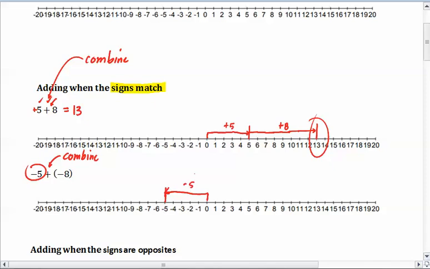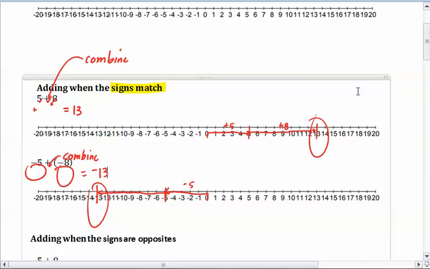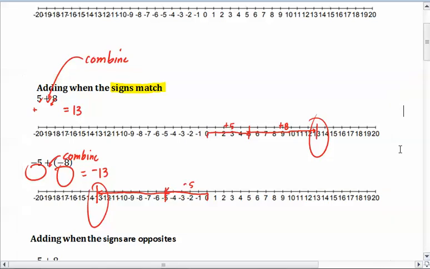Now negative is a direction. The negative is a direction. The 5 is a distance. So let's take a look now at the negative 8. I'm combining it, meaning I'm picking up where I left off. That's all that means. Pick up where you left off. So let's go 8 in the same direction. 1, 2, 3, 4, 5, 6, 7, 8. And there I am. Well, where I am is at negative 13. So the same concept works for both of these expressions. Okay, so let's take a look.